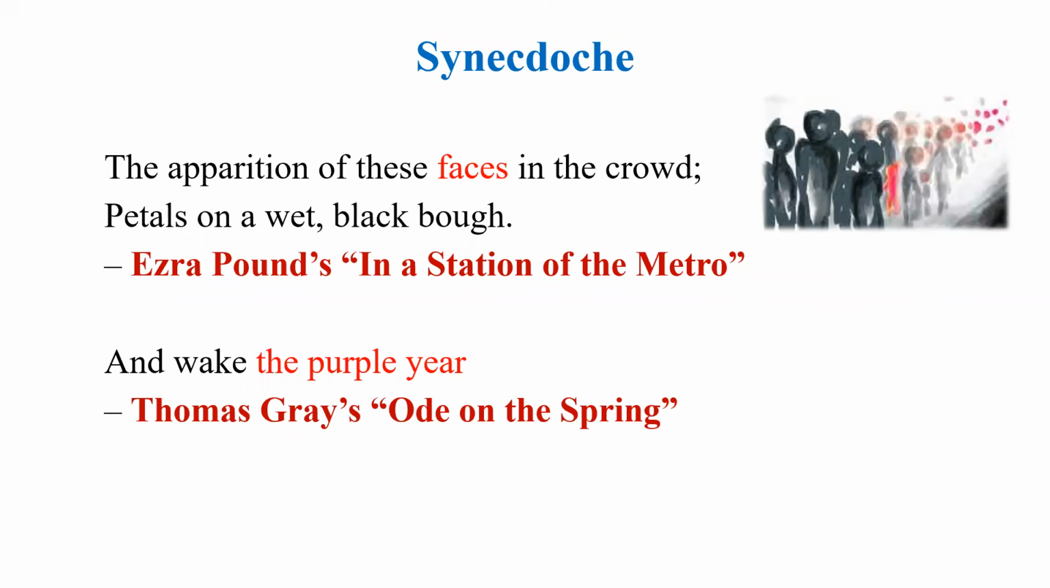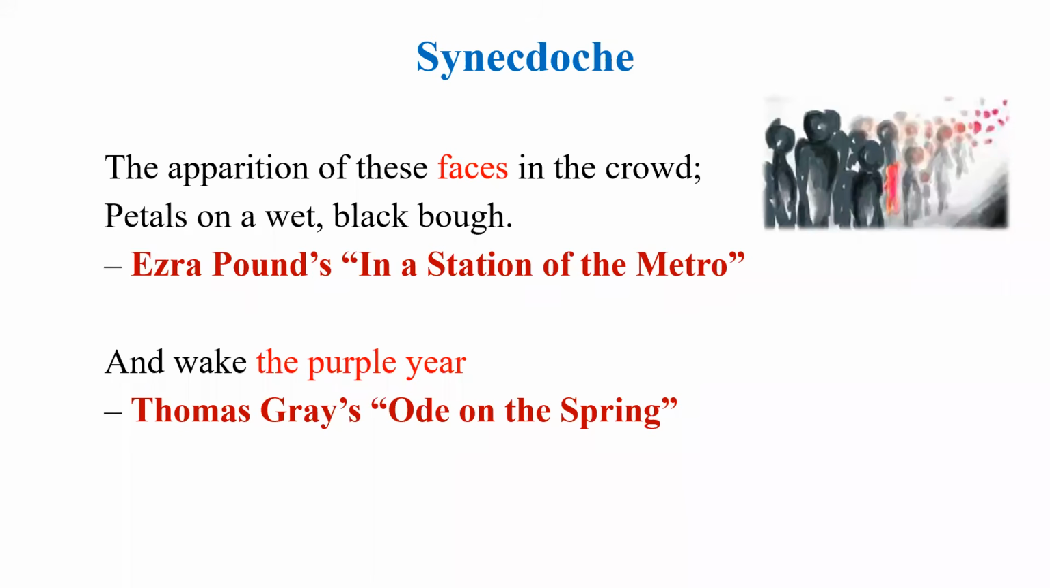And when it is very crowded, what you see is only heads here and there. You don't see the whole person. Especially if you go to a metro station. Then you have a similar comparison here. Petals on a wet black bough. So you have a branch of a tree and it is black and it's wet maybe after rain. And you have a lot of petals on it. So that's all, the comparison is over. So it is a direct comparison.